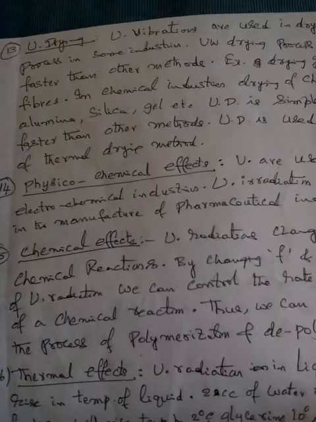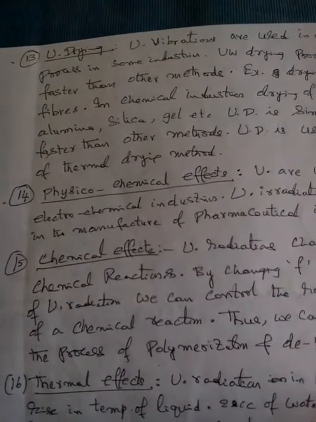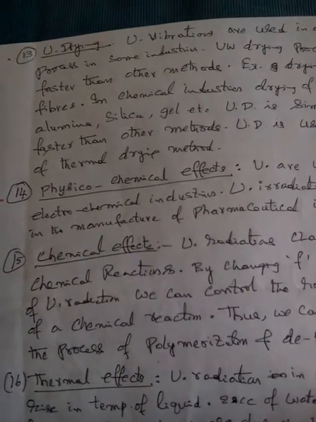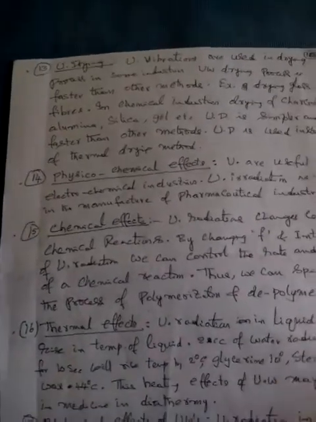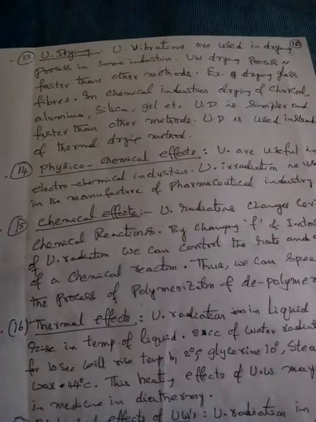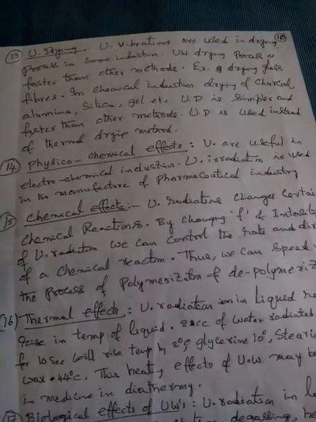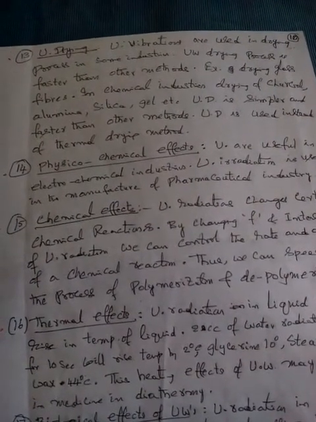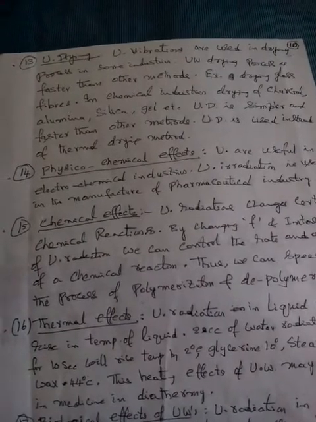Then number 14, physicochemical effects. Ultrasonics are useful in electrochemical industries. Ultrasonic irradiation is used in the manufacture of pharmaceuticals.